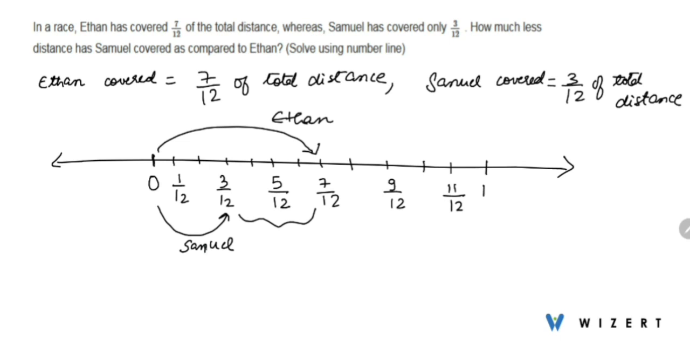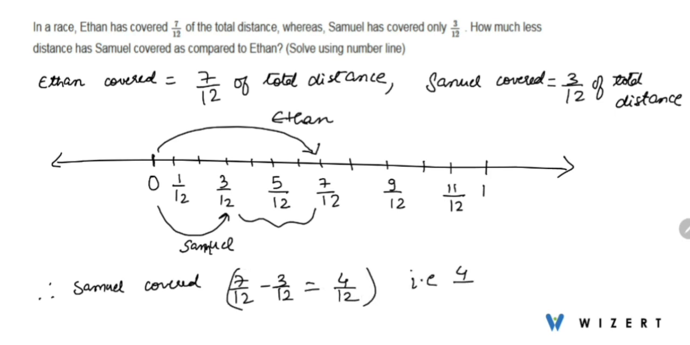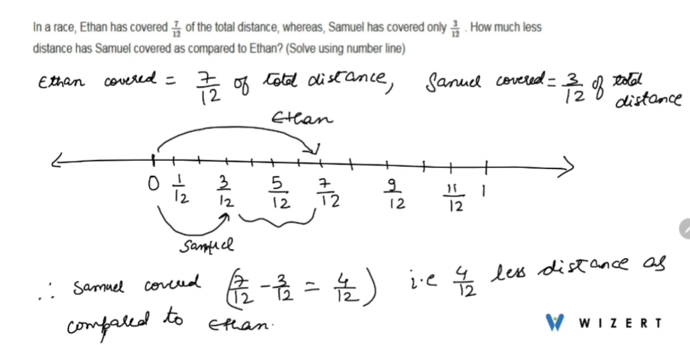Now we can find this out by subtracting the distance covered by Samuel from the distance covered by Ethan. Therefore we can say that 7/12 minus 3/12 is equal to 4/12. So Samuel covered 4/12 less distance as compared to Ethan. So 4/12 is our answer.